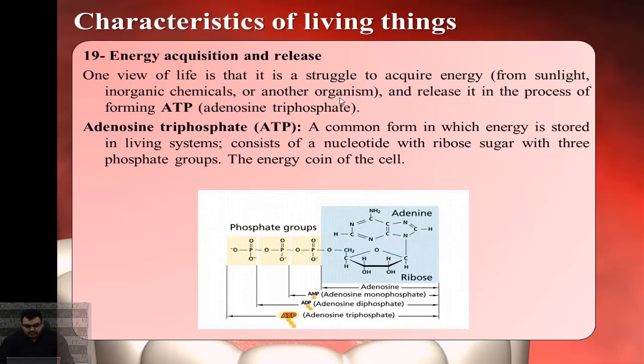19. Energy acquisition and release. One view of life is that it is a struggle to acquire energy from sunlight, inorganic chemicals, or another organism, and release it in the process of forming ATP, adenosine triphosphate. ATP, a common form in which energy is stored in living systems, consists of a nucleotide with ribose sugar and a 3-phosphate group, the energy coin of the cell.